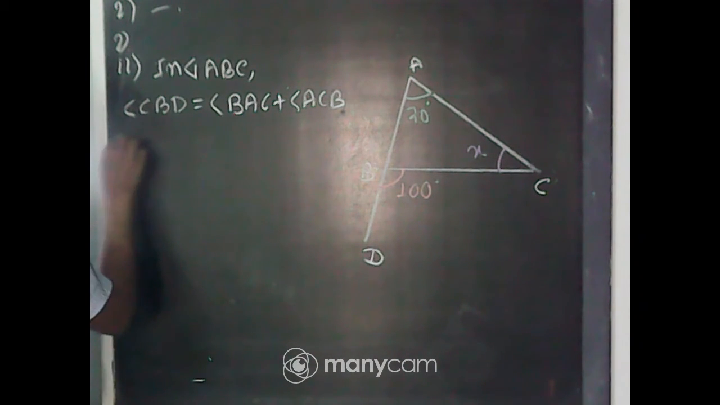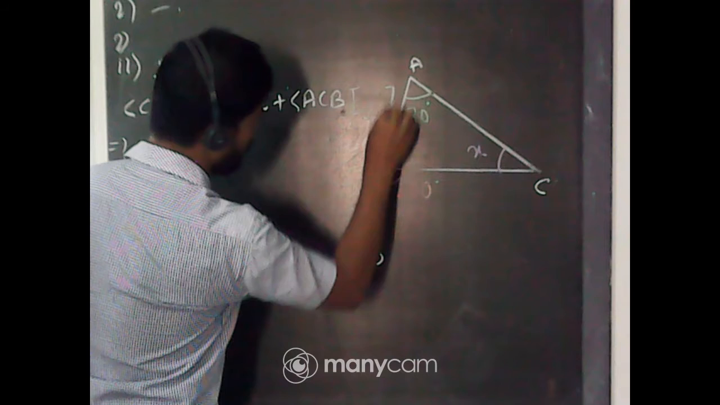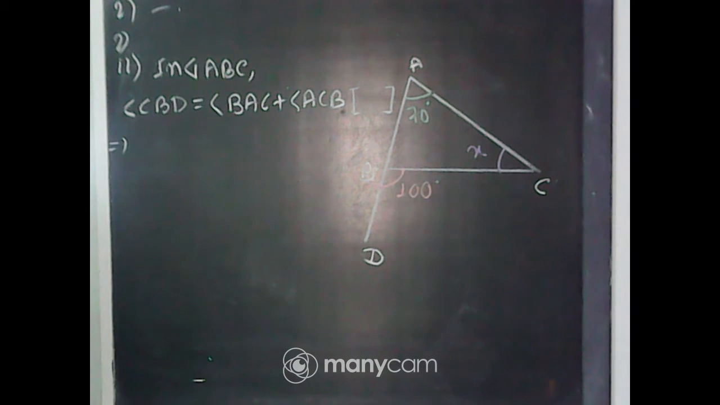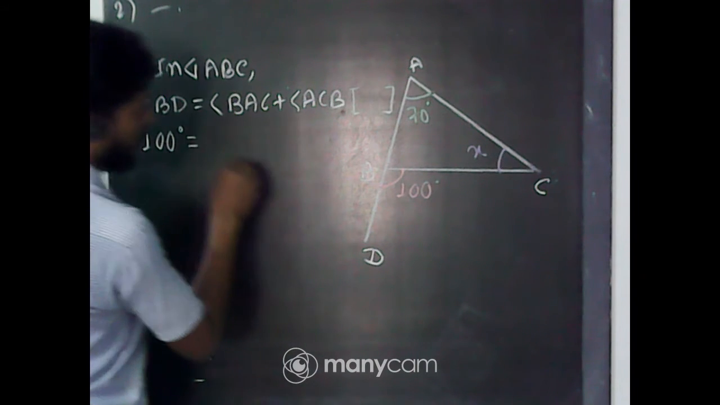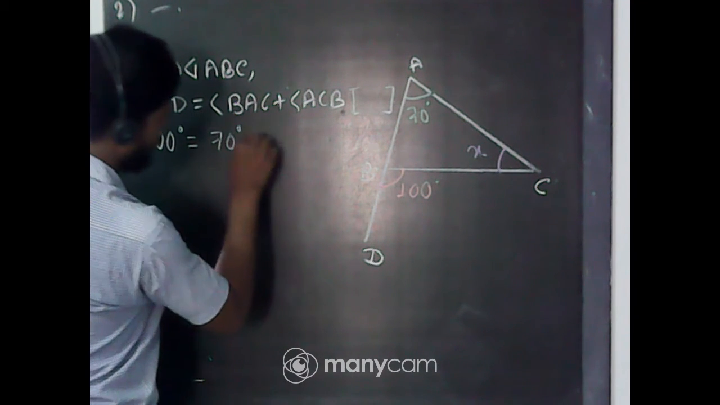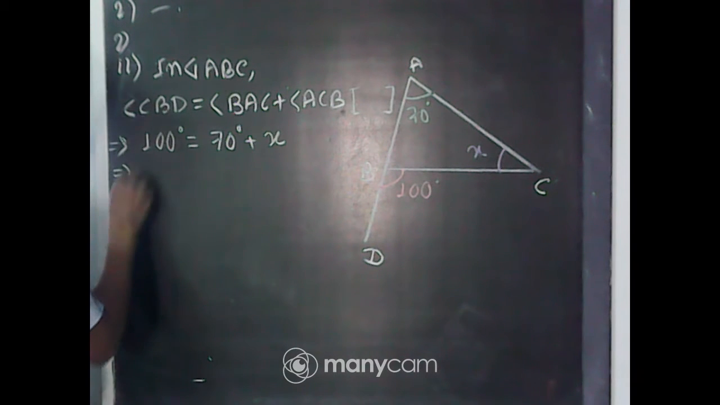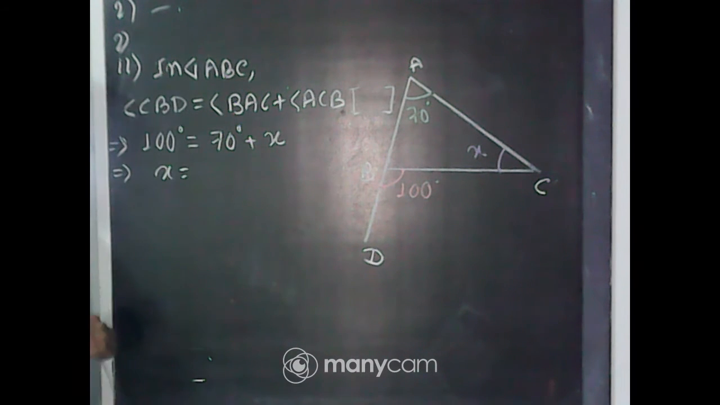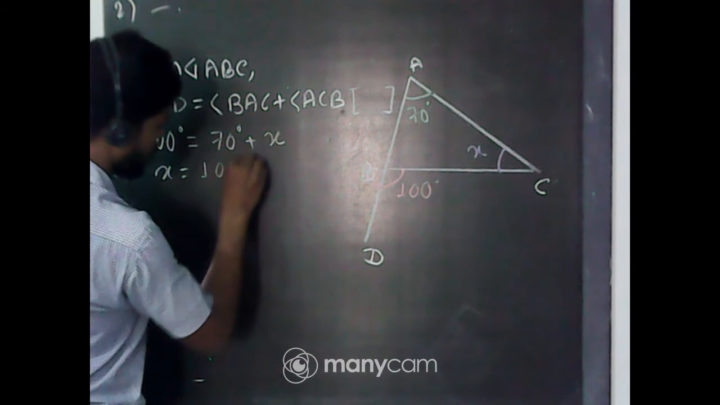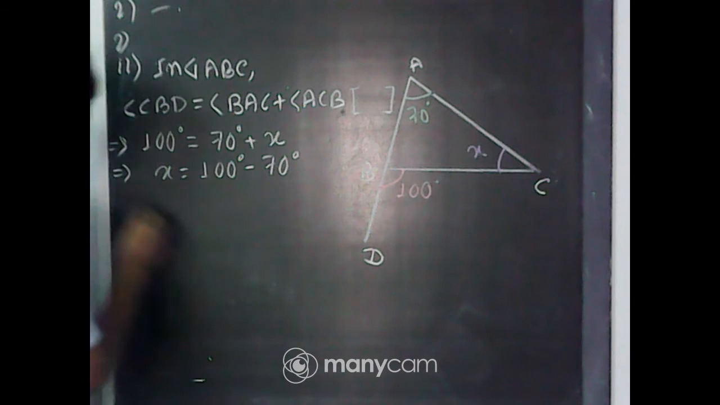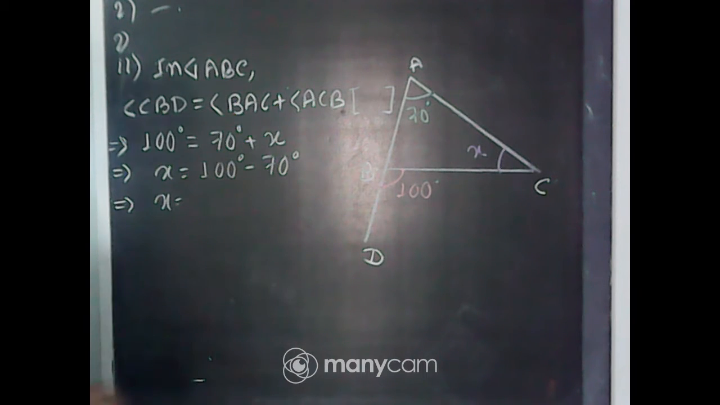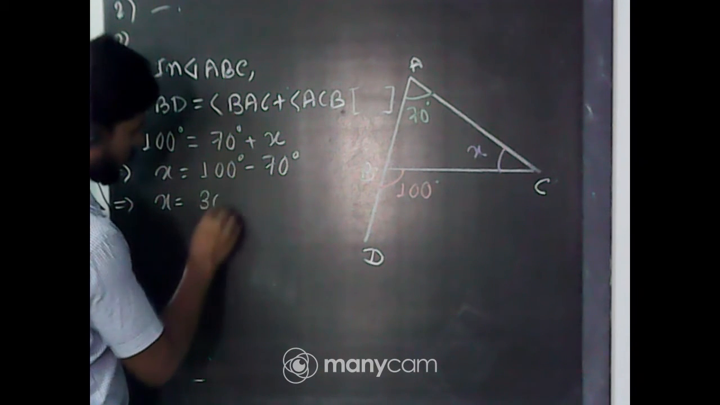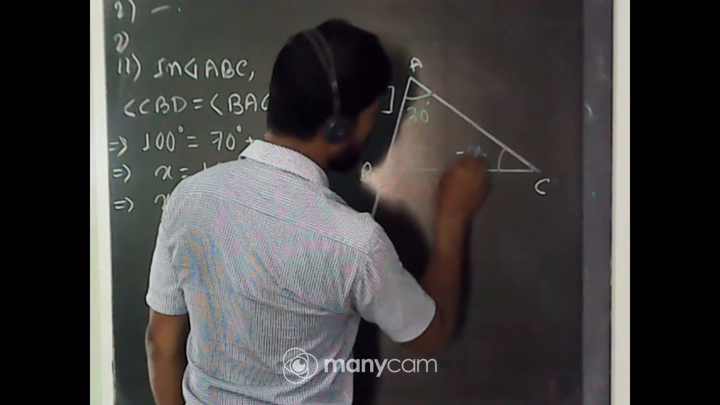Now put the values, and within the bracket we must write the statement: from the exterior angle property of the triangle. Now what is the value of CAB? It is given as 100 degree, is equal to the value of BAC, which is 70 degree, plus x. Now what will be the value of x from here? The value of x will be 100 degree minus 70 degree. If I subtract 70 from 100, the result will be 30 degree. That means the value of x is equal to 30 degree.